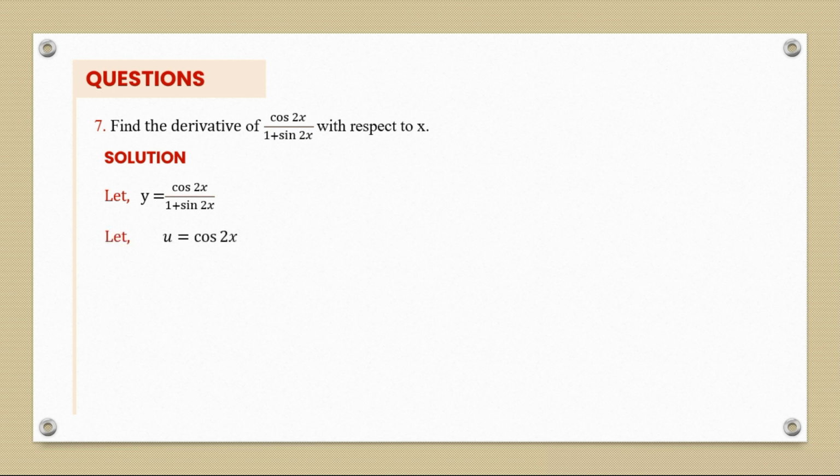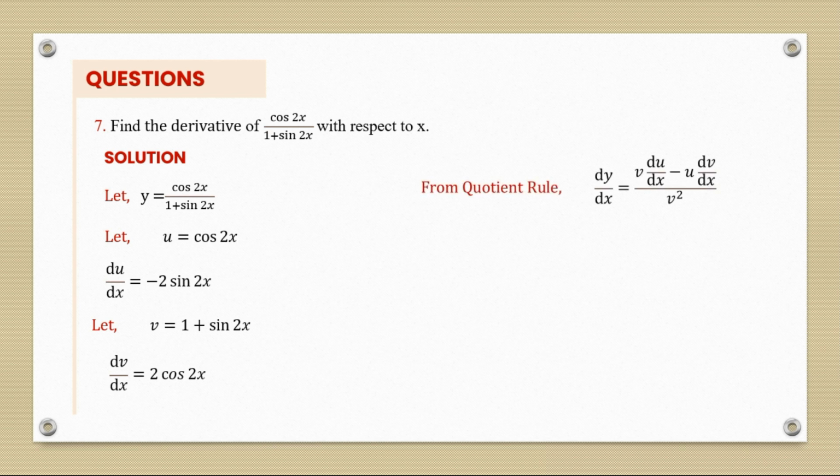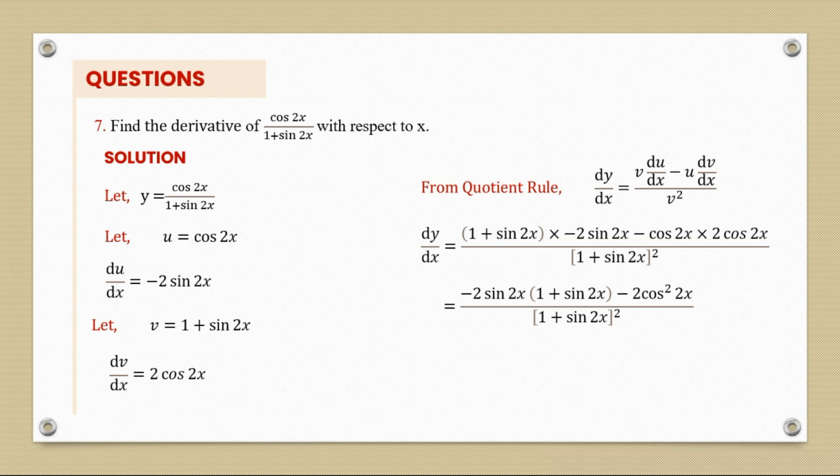So now we're going to let u be equal to cos 2x, but also remember that when we differentiate, du dx is going to be equal to negative 2 sine 2x. Then when we let v be equal to 1 plus sine 2x, dv dx shall be equal to 2 cos 2x. Then from the quotient rule, we're going to substitute in the values. This is how they're going to look in a more simplified way.